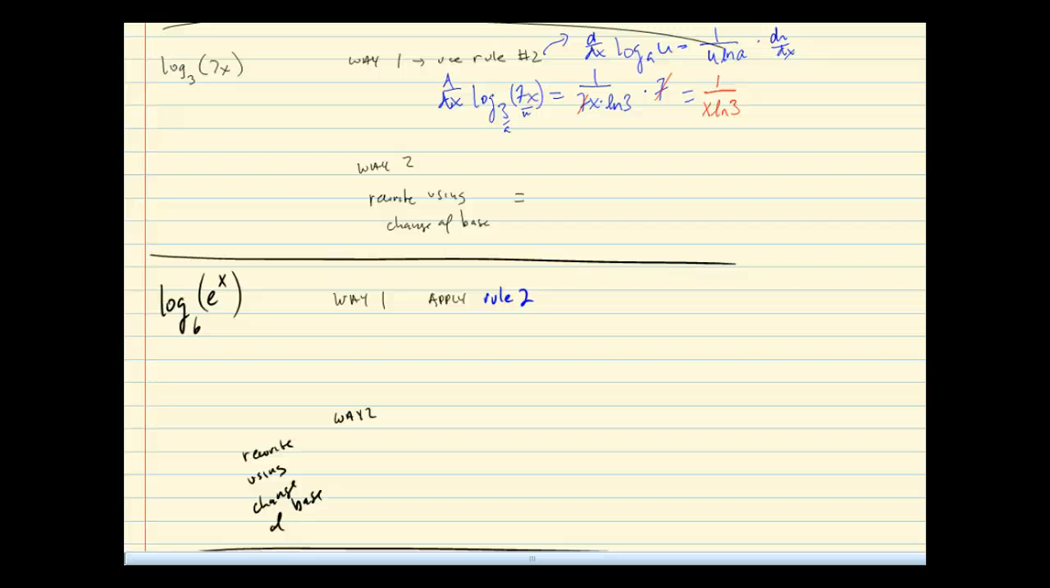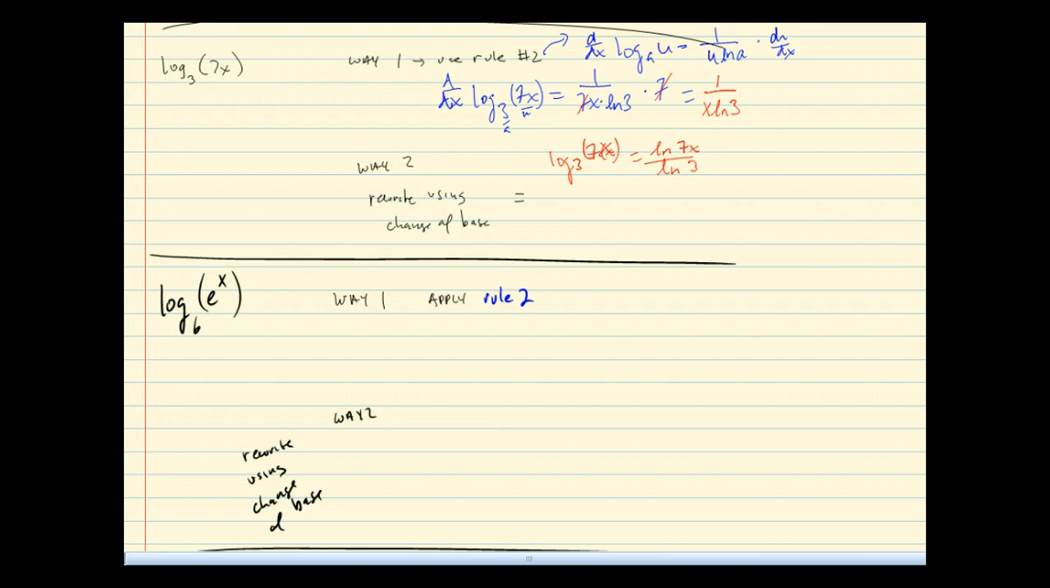Alright, second way to do that problem, if you forget rule number 2, as long as you can remember that the derivative of the natural log of x is 1 over x, and then of course use the chain rule if you need it, if it's not just an x, then doing it way number 2 might be a little bit easier. So if we begin by using the change of base formula, the log base 3 of 7x would be equal to the natural log of 7x over the natural log of 3.